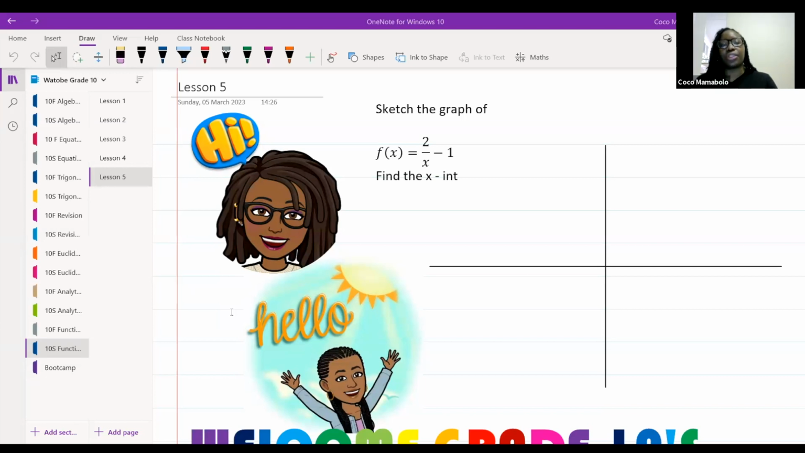Answer the question on the screen, guys. We're going to be sketching the graph of 2 over x minus 1. And then you need to find me the x-intercept, please, guys. So let me know what the x-intercept of my graph is going to be.